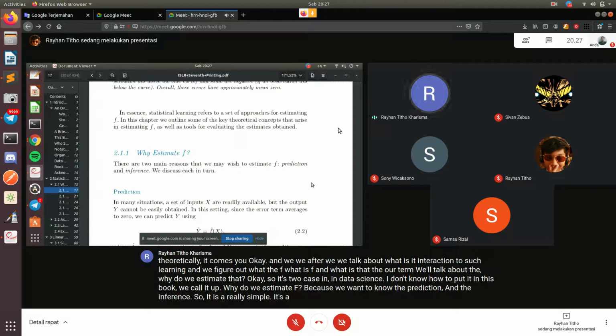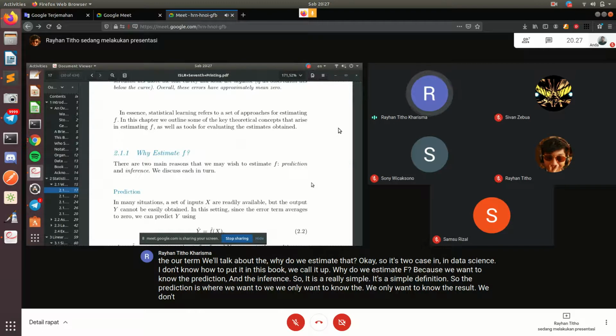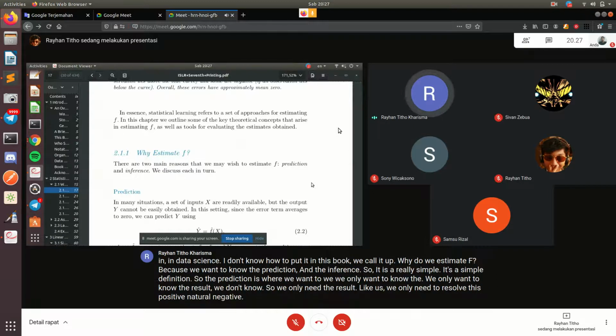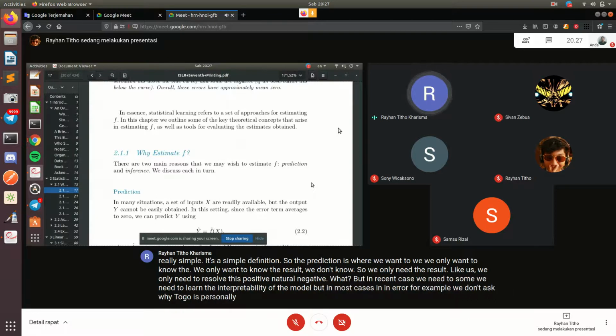It's a simple definition. The prediction is where we only want to know the result. Like us, we only need the result is positive, neutral, negative. But in recent cases, we need to learn the interpretability of the model. But in most cases, in NER, for example, we don't ask why Joko is a person. Of course, Joko is a person, but we don't need an explanation of the model.